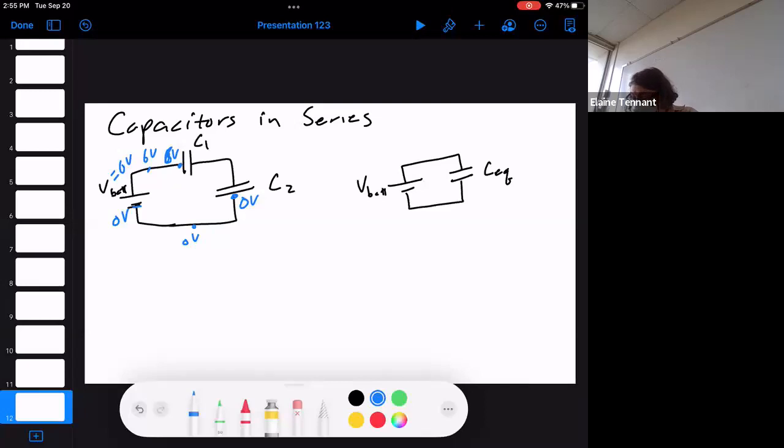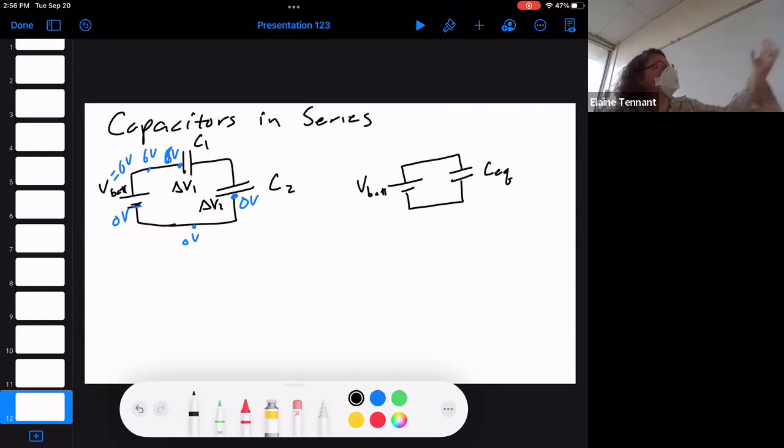But what I could say is there is some potential difference across C1, and there is some potential difference across C2. And whatever they are, when I add them together, I need to get 6 volts. Because I start at 6 volts, I end up at 0 volts. So whatever drops across 1, then drops across 2, it needs to add up to 6. Is that okay? I'm waiting for a nod from over here. No, it's not okay. It's okay.